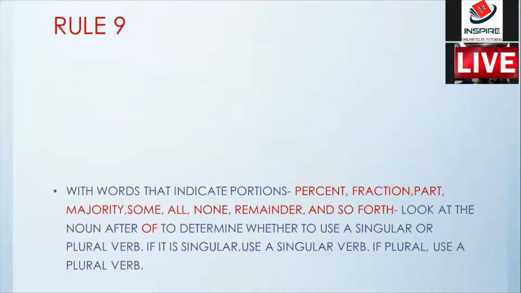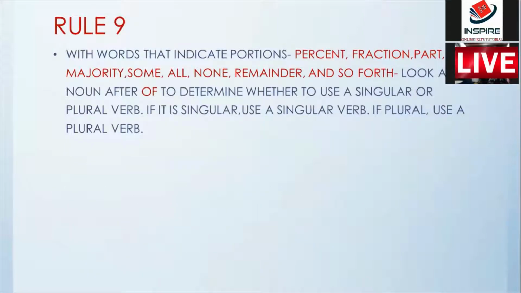Okay, so we will move on to the ninth rule, with the words that indicate portions. Certain words indicate portions, like percent, fraction, part, majority, some, all, none, remainder, and so forth. Look at the noun after of. Like percentage of, fraction of, majority of, what comes after of is what determines what verb we need to use.